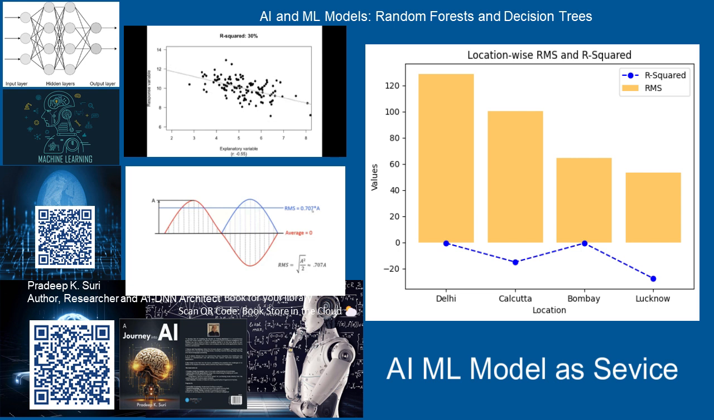Management can use this information to identify areas for improvement, focus on locations with high RMS values to reduce variability and improve consistency. Optimize resources, allocate resources to areas with lower R-squared values to strengthen the predictive power of models and improve outcomes.